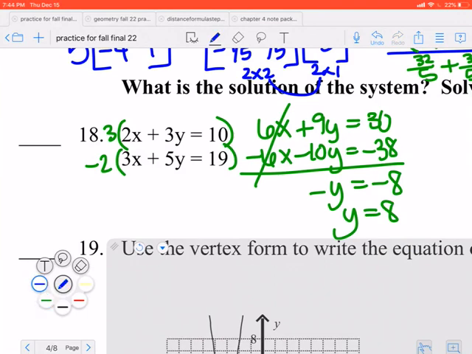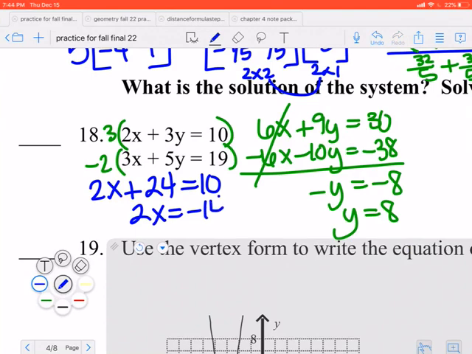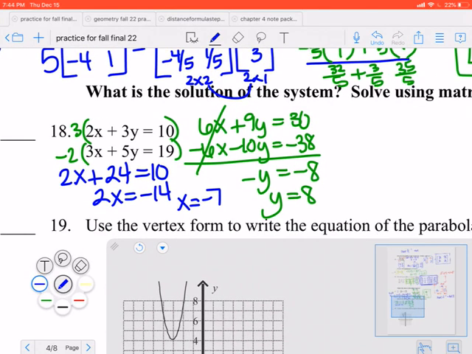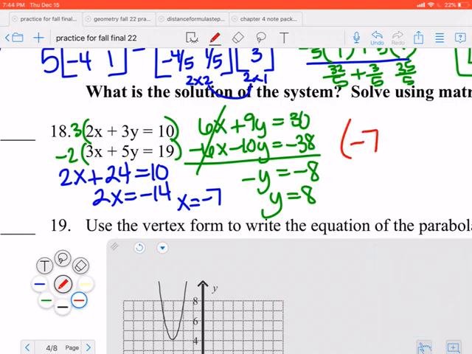And now I just have to plug in the y as an 8. I'll choose the top equation. You can use either. 2x plus 3 times y, 3 times 8 is 24, equals 10. Subtract 24 both sides. 2x equals -14. X then is -7. -7, 8 is our solution.